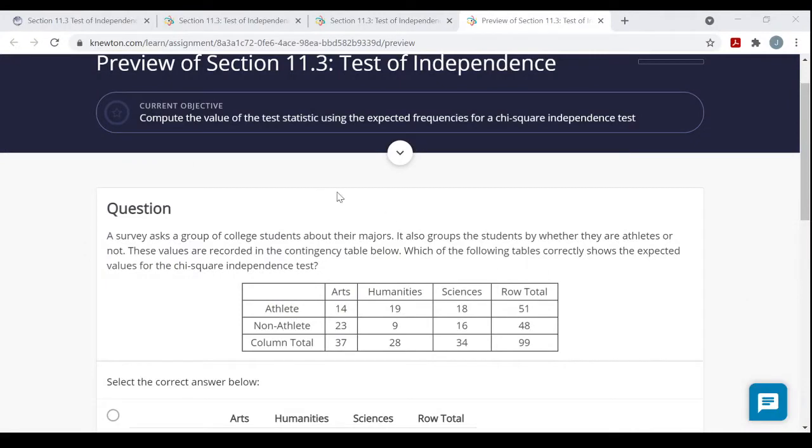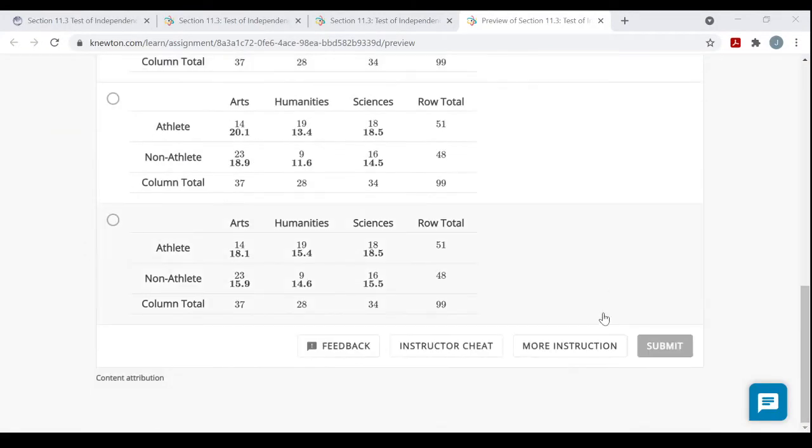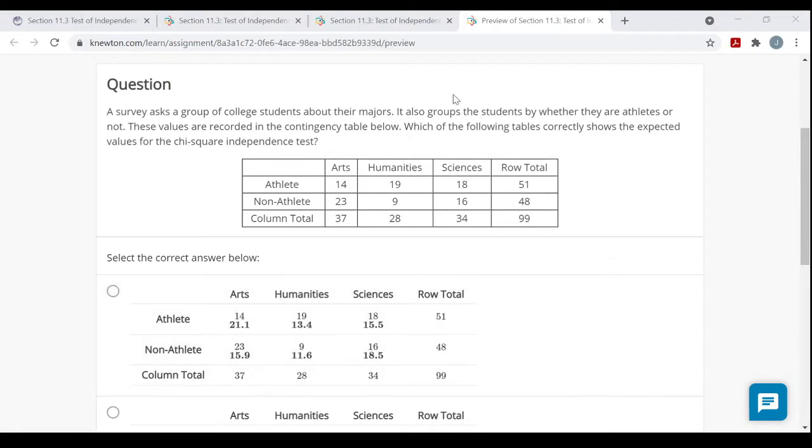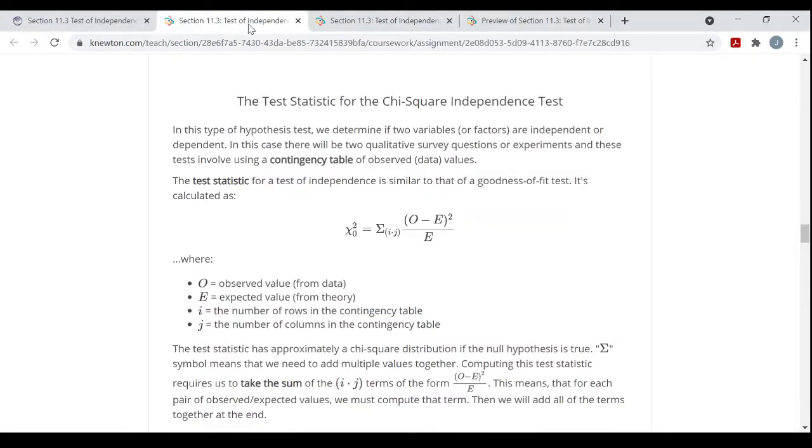Here's a problem I'm looking at. If you want to see more about the objective, click on More Instruction. In fact, I'm going to show you some of that instruction right here, instead of writing it all out. The test statistic for the chi-square independence test.